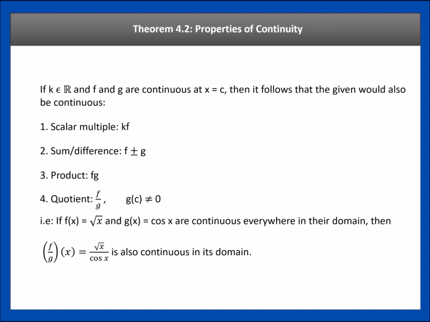Okay, so again, looking at that example, I want to stress the fact that it's continuous in its domain. It may not be continuous everywhere, but we know that it's continuous in its domain. That's what we want to focus on. If the two functions are continuous in their domains, then the resulting quotient would also be continuous in its domain.